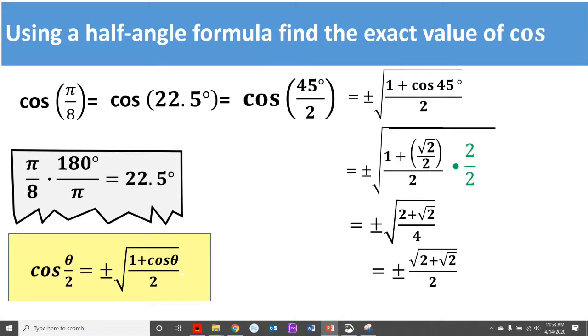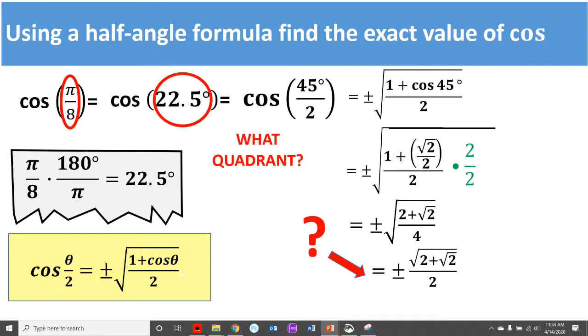The half-angle formulas say plus or minus, but our answer is not positive and negative. We need to decide if the answer is positive or negative. So we'll use the acronym All Students Take Calculus to decide. We are finding the cosine of 22.5 degrees, and 22.5 degrees is in quadrant 1. In quadrant 1, all trig functions have positive answers. So the answer to cosine of 22.5 degrees is going to be a positive answer. So our final answer is just positive.